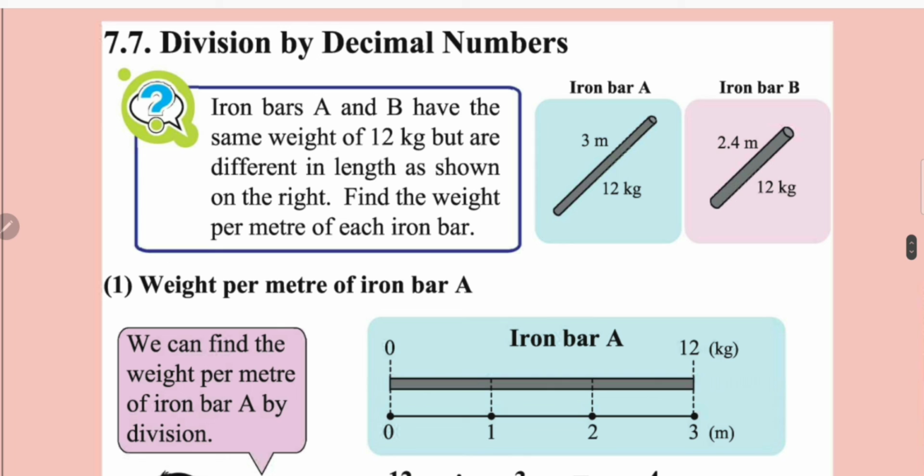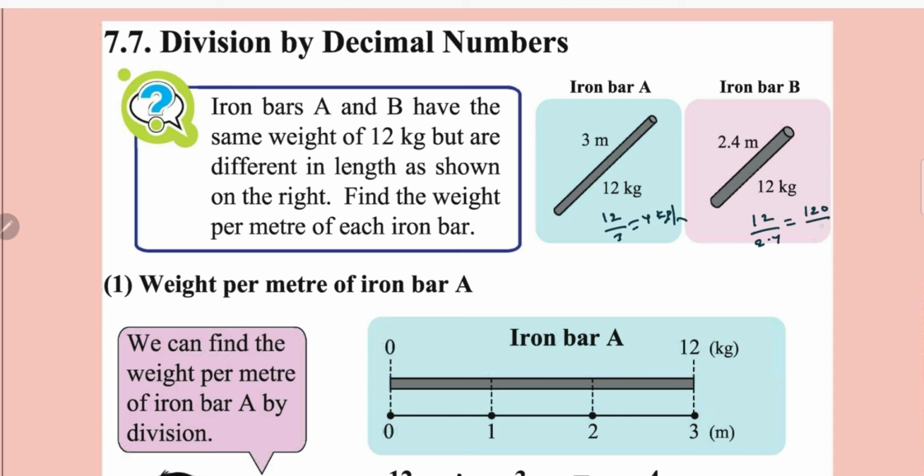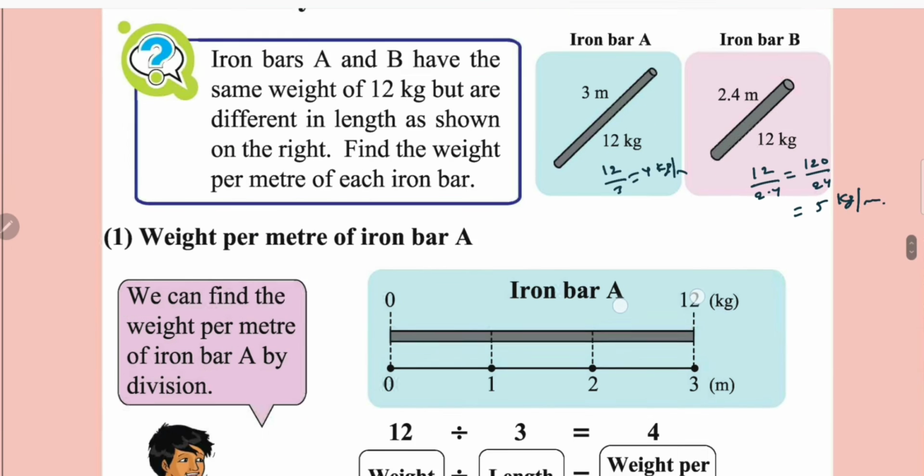Division by decimal number. Iron bars A and B have the same weight of 12 kg but are different in length as shown on the right. Find the weight per meter of each iron bar. 12 kg, 3 meter. Weight per meter, 12 by 3. 12 by 3 is how much? 4. 4 kg per meter. What about this? 12 kg by 2.4. Nothing but 120 by 24. Nothing but 5. That is correct. 5 kg per meter.